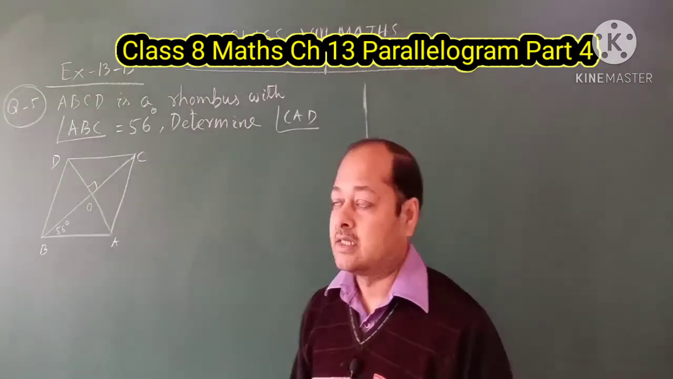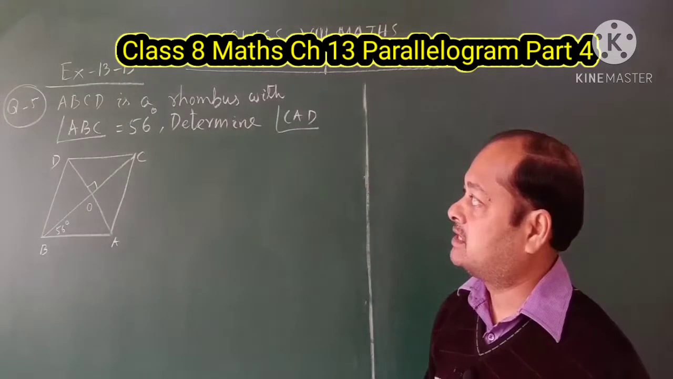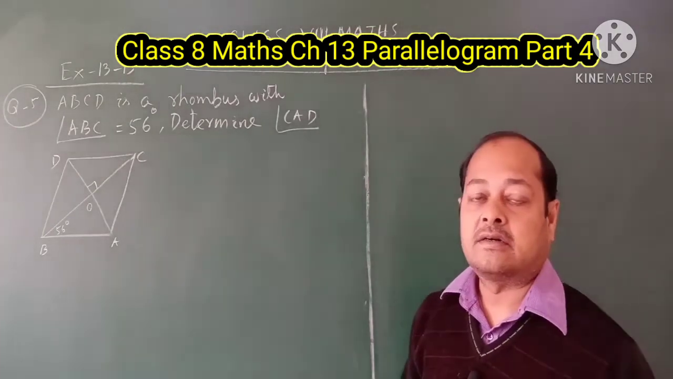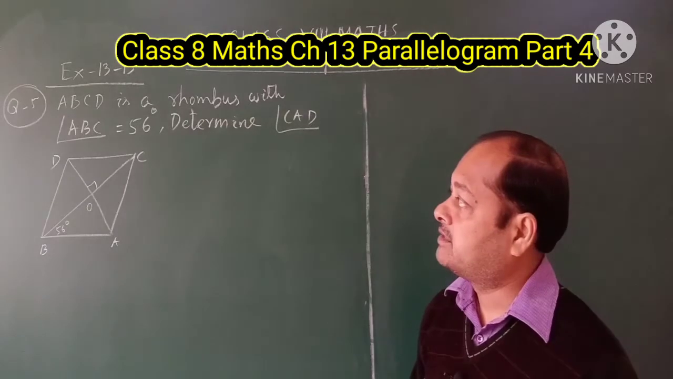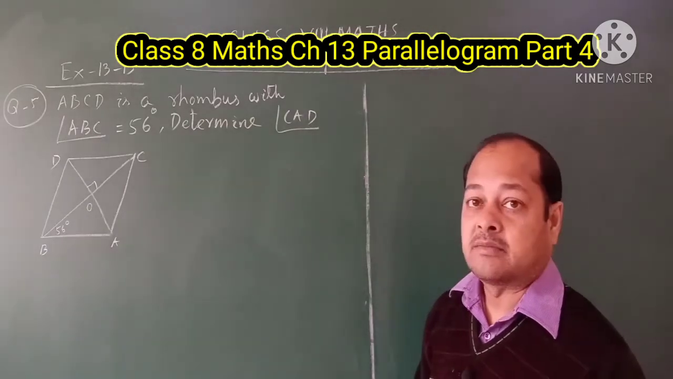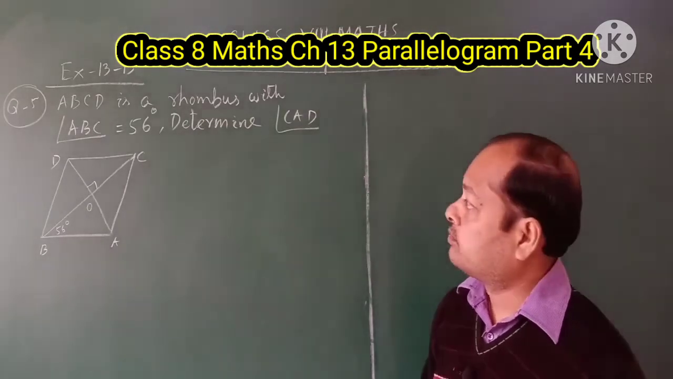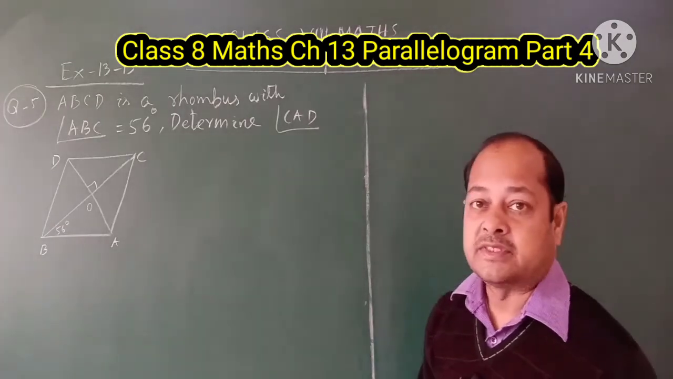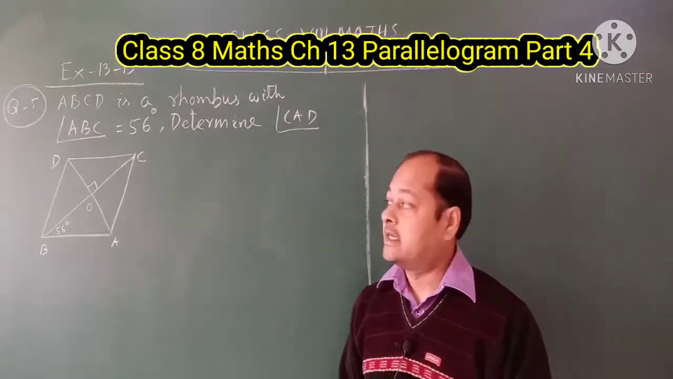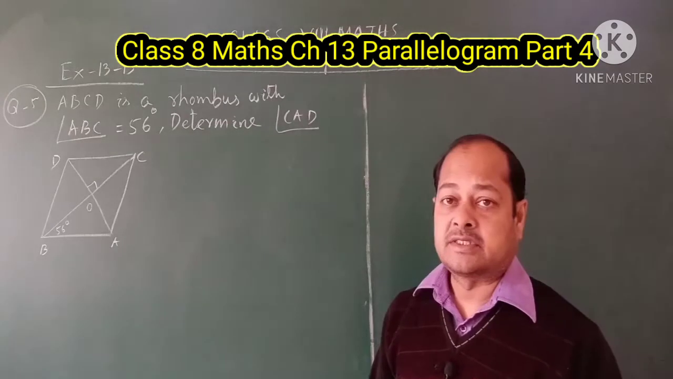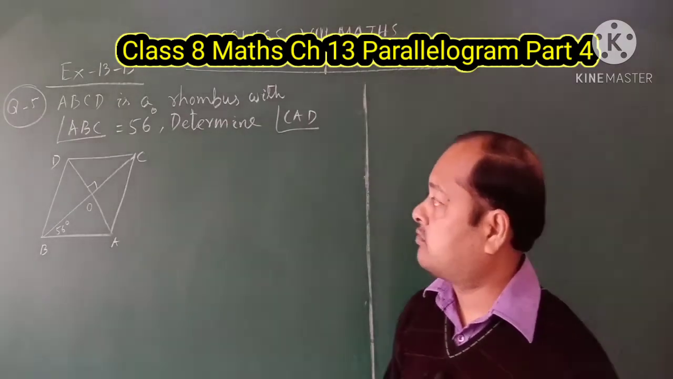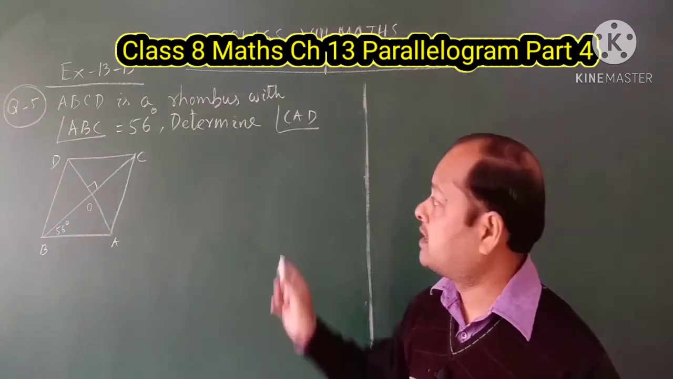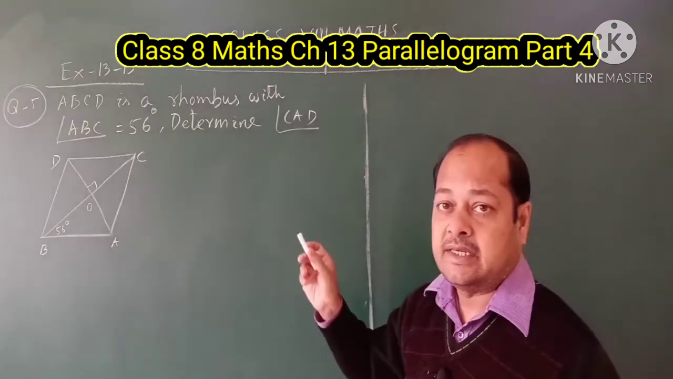What does it say? It says that ABCD is a rhombus. The figure is already given in your book. So it is given that ABCD is a rhombus with angle ABC equal to 56 degrees. So here it is giving one of the angles of the rhombus, that is ABC equal to 56 degrees. And what we have to find out? We have to find out the angle CAD.